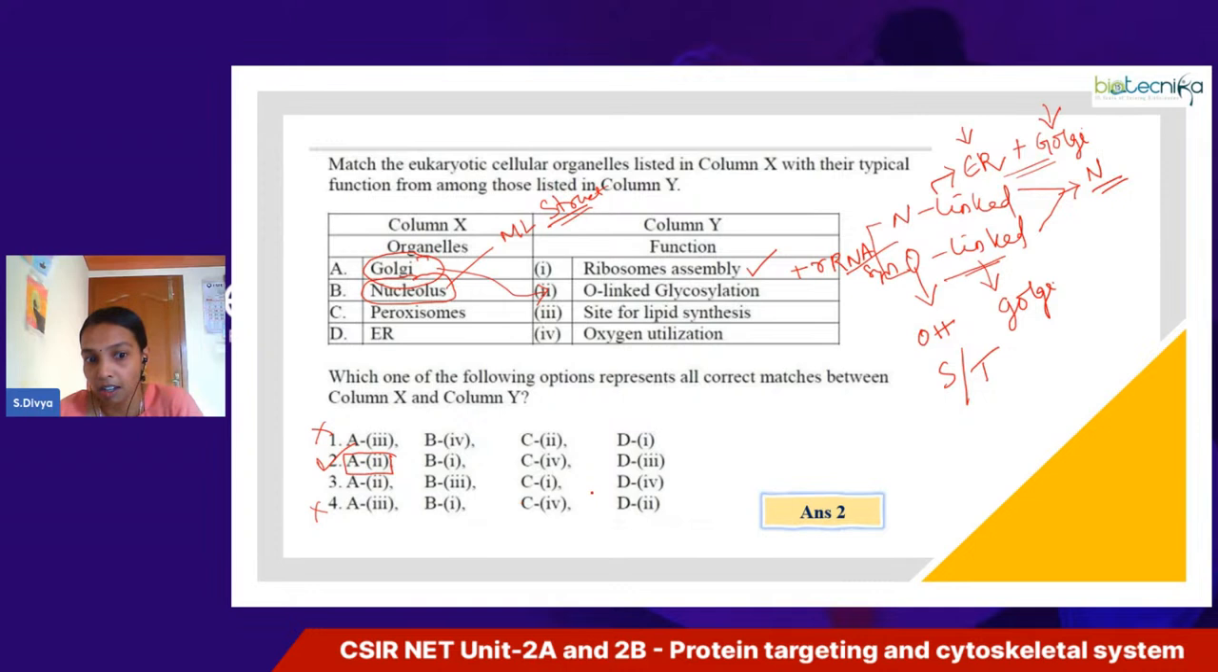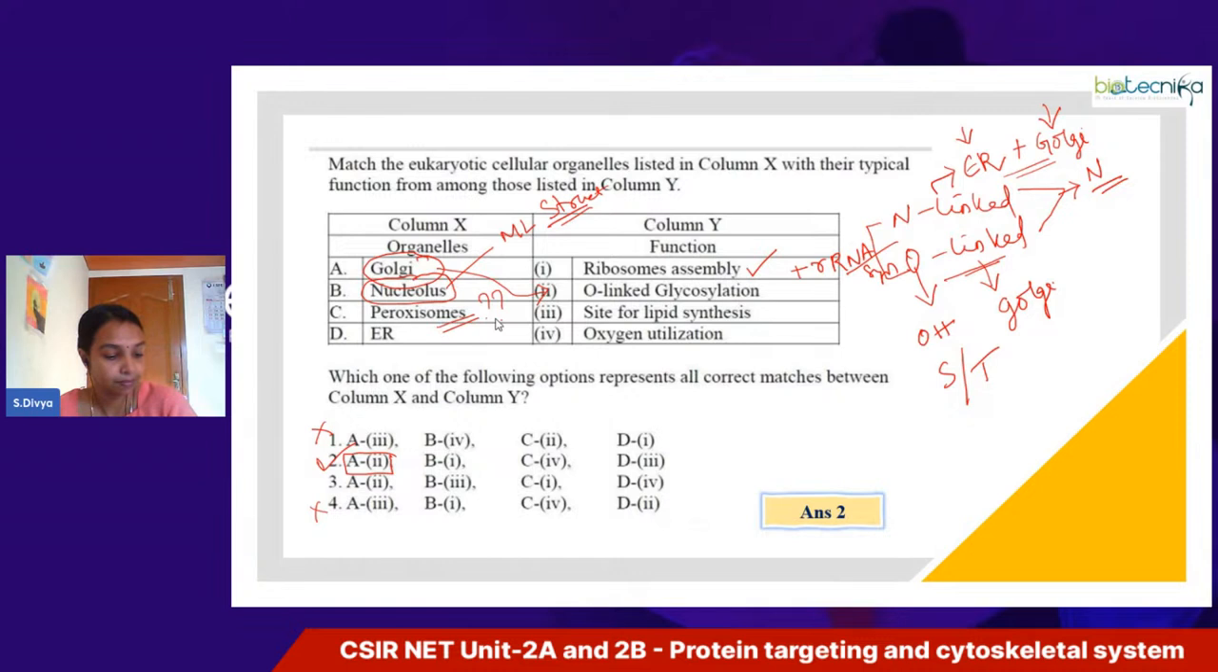Next, what you are having? Peroxisomes. So, peroxisomes means what? What is the significance of peroxisome as an organelle? Like, we are aware about Golgi, we are aware about nucleus. What could be the function of peroxisomes? Do we have any specific enzymes over there? If so, what is the function of those enzymes?